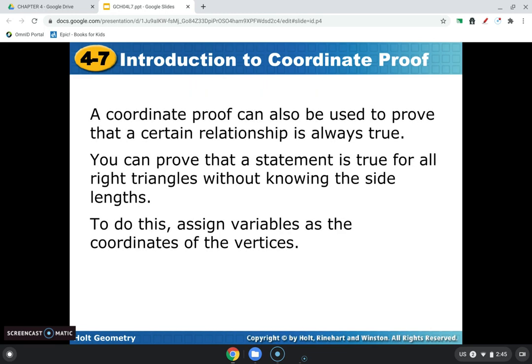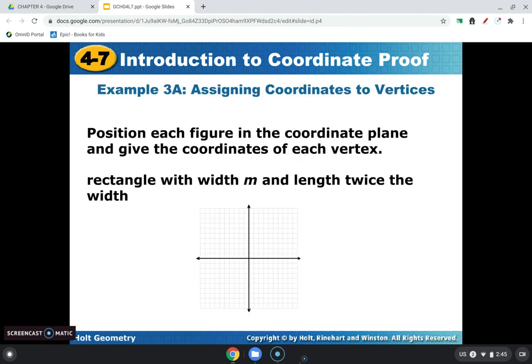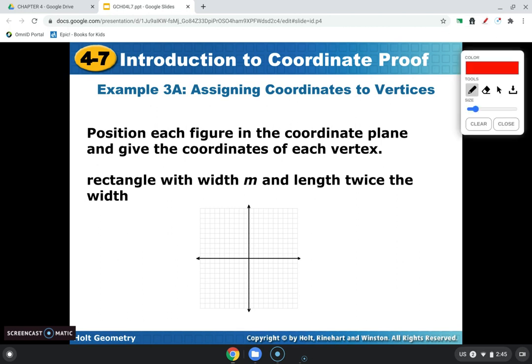A coordinate proof can also be used to prove that a certain relationship is always true. You can prove that it is true for all right triangles without knowing the side lengths. To do this, assign variables as the coordinates of the vertices. If you're going to do that, it doesn't really matter how long you make things. You still want to use 0, 0 to help you out.